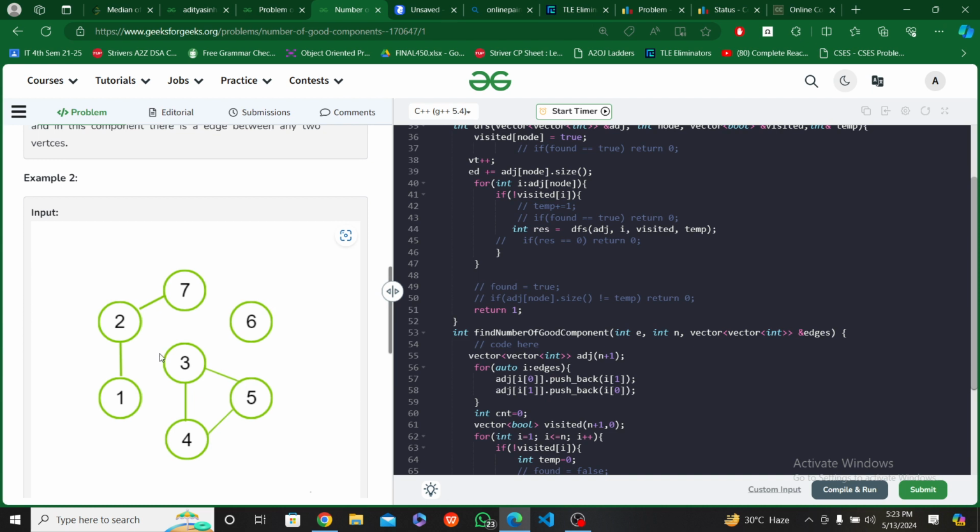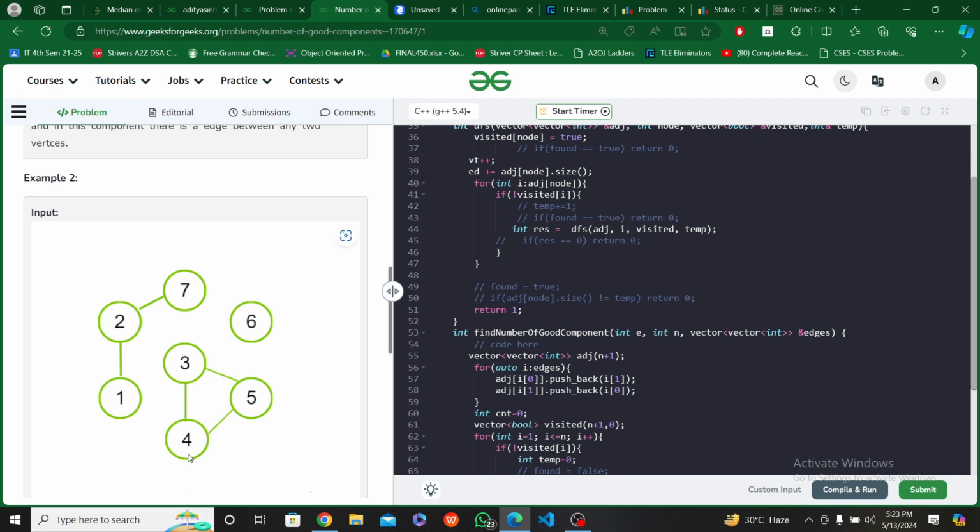So we can say that this 3 4 5 is a fully connected component. Why? Because 4 is connected to 3, 4 is connected to 5. That means in this component the number of vertices is 3, and each vertex is connected with every other vertex. Each vertex should be paired with all other vertices, not a single one. All the vertices present in the same component should be connected.